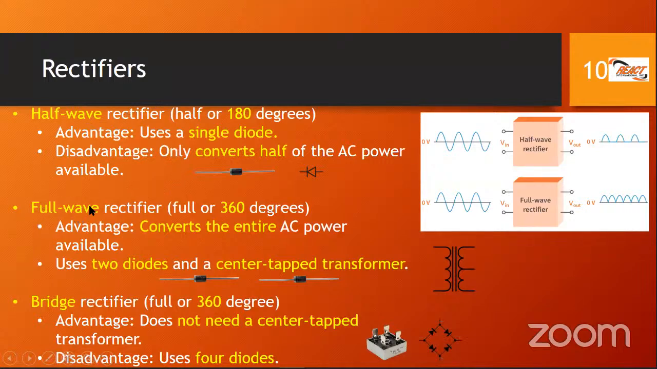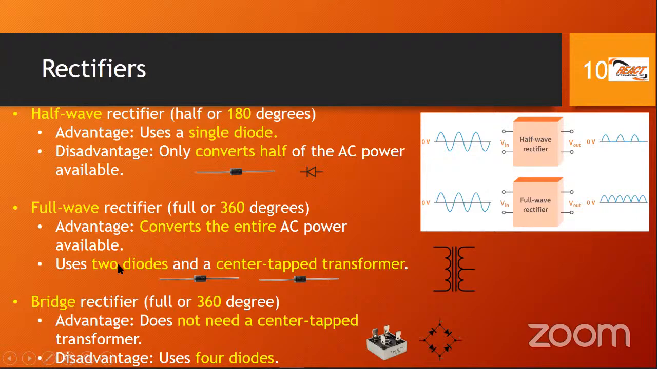And as we said, the full-wave rectifier does the full, or 360 degrees of the cycle. It's like a whole circle. The advantage is it converts the entire AC power available. It doesn't waste any, like Mr. Half-Wave, who does a half-wave job. The full-wave does a full job.